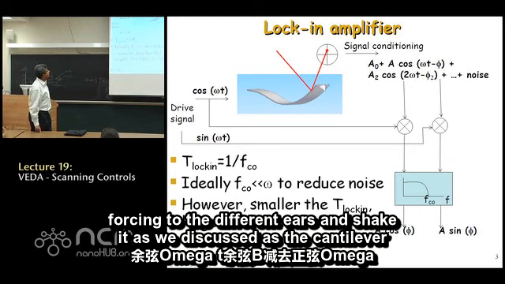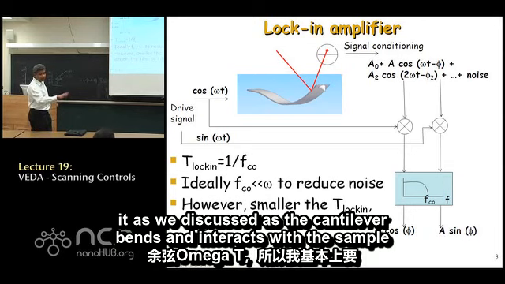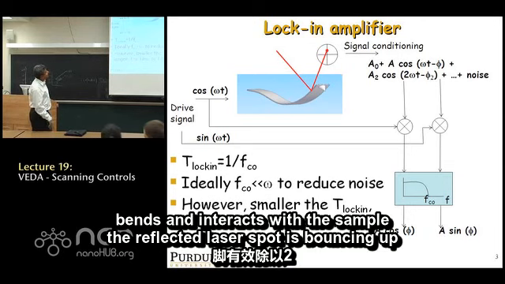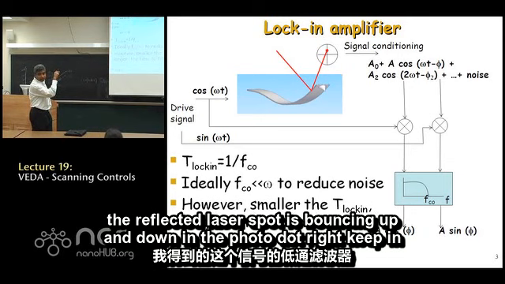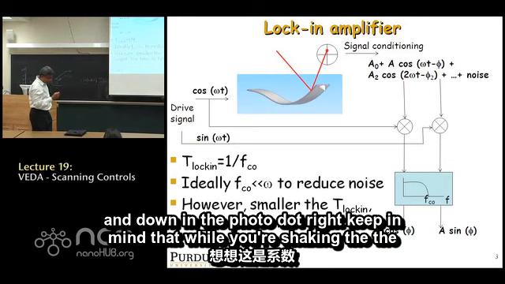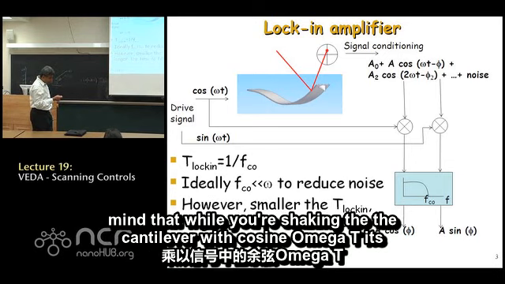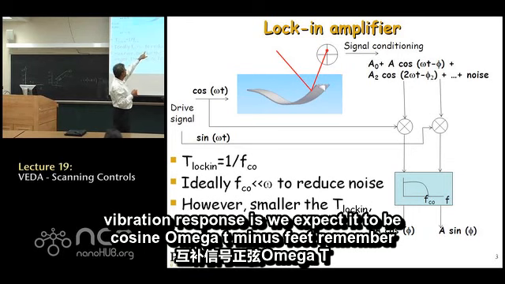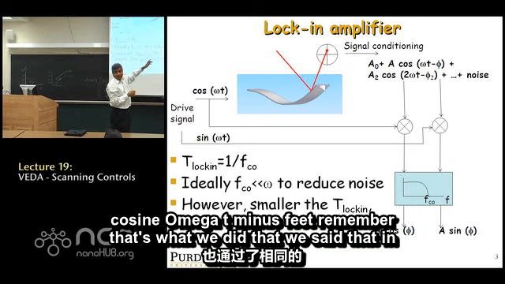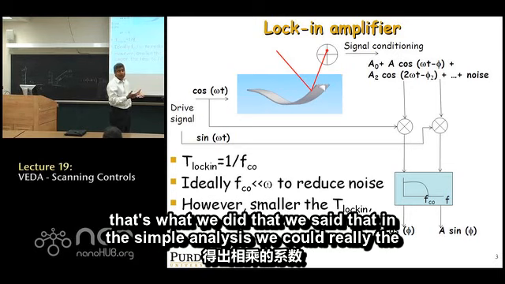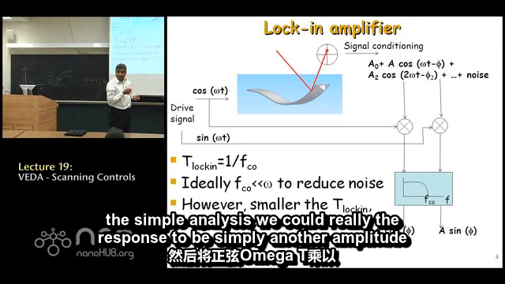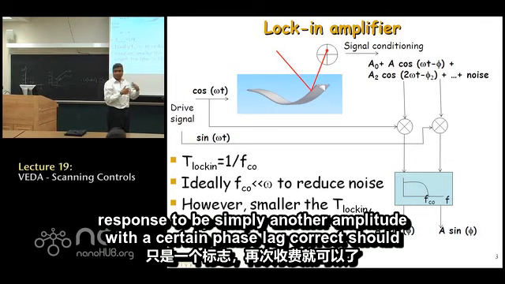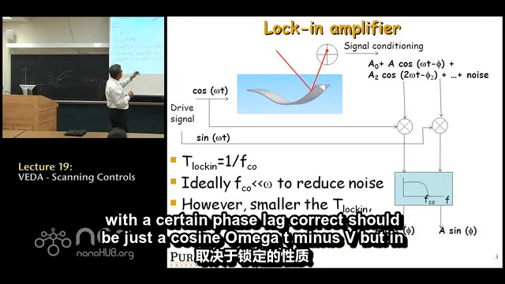As we discussed, as the cantilever bends and interacts with the sample, the reflected laser spot is bouncing up and down on the photodiode, right? Keep in mind that while you're shaking the cantilever with cosine omega t, its vibration response is, we expect, cosine omega t minus phi. Remember? That's what we did. We said that in the simple analysis, we allow the response to be simply another amplitude with a certain phase lag, correct? It should be just cosine omega t minus phi.